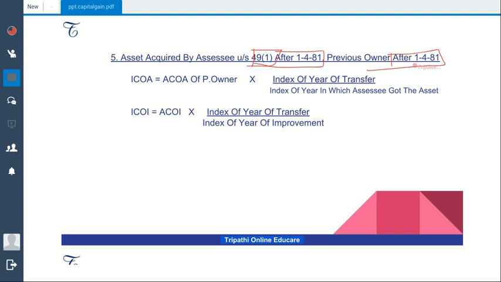You're getting this asset after 81. The previous owner also bought this property after 81 only. So again, your formula for index cost of acquisition will change. Now in this case, your formula will be the actual cost of acquisition of the previous owner.